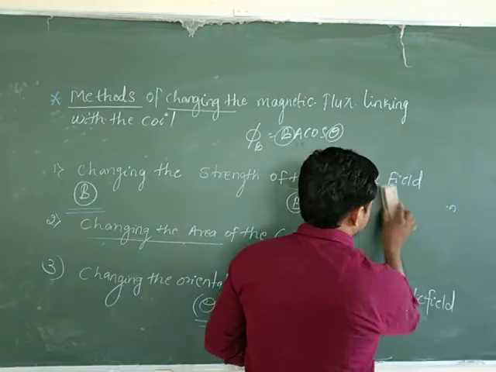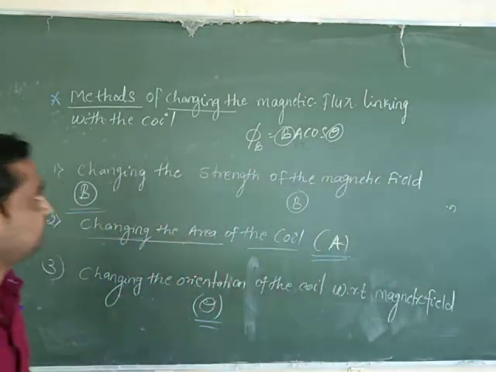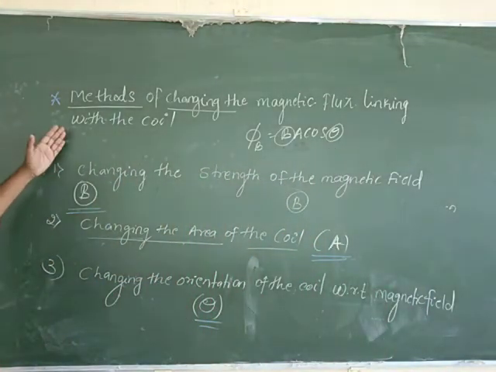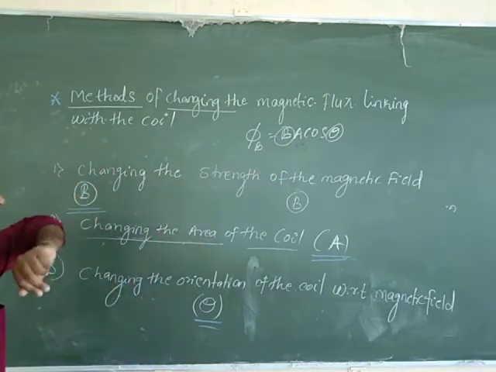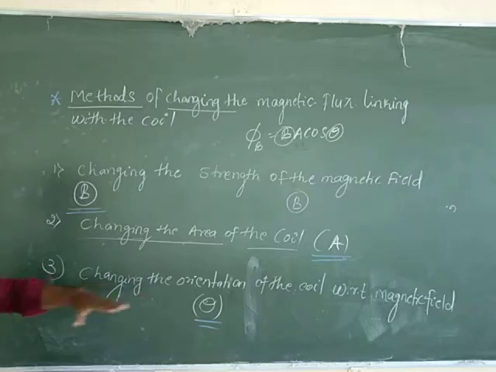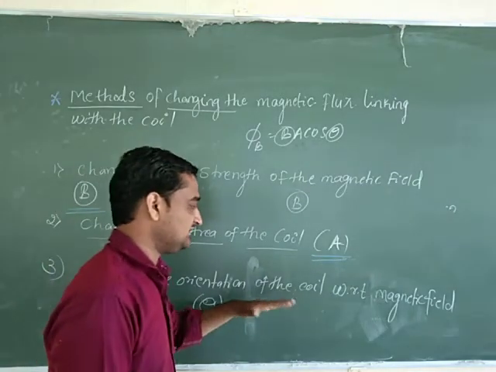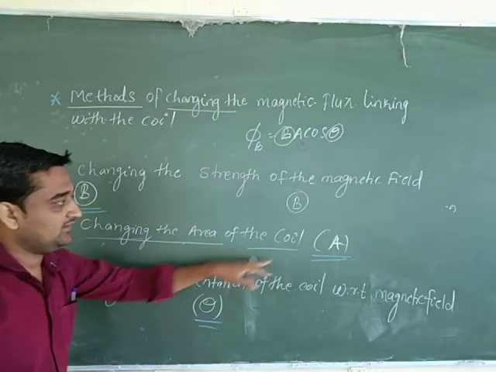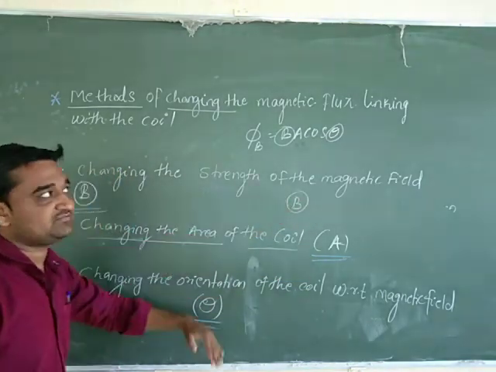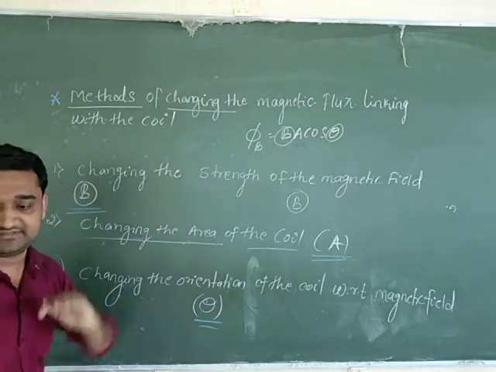So the methods of changing the magnetic flux linking with the coil are: by changing the strength of the magnetic field, by changing the area of the coil, and by changing the orientation of the coil with respect to the magnetic field. So by changing B, A, and theta, we can change the magnetic flux linked with the coil.